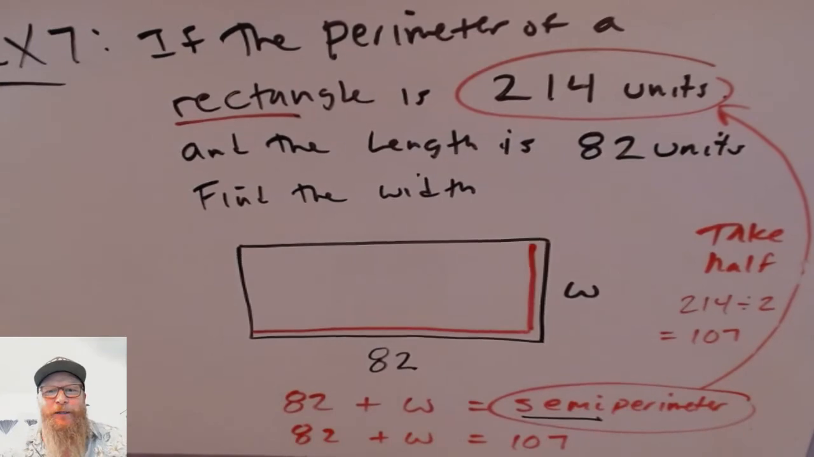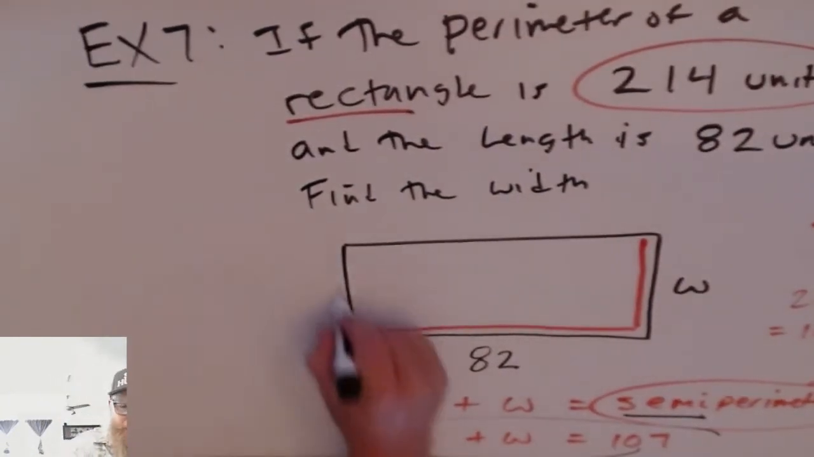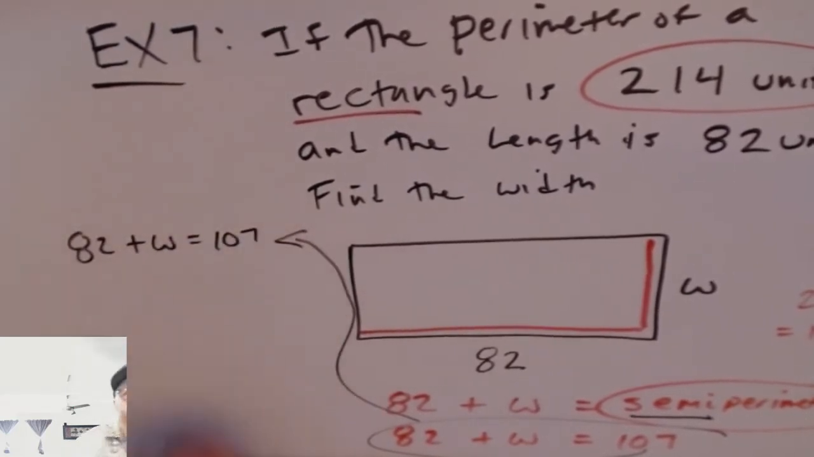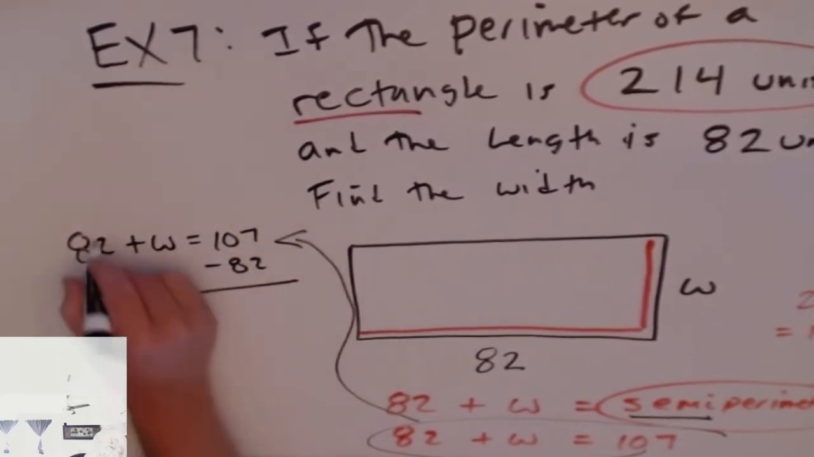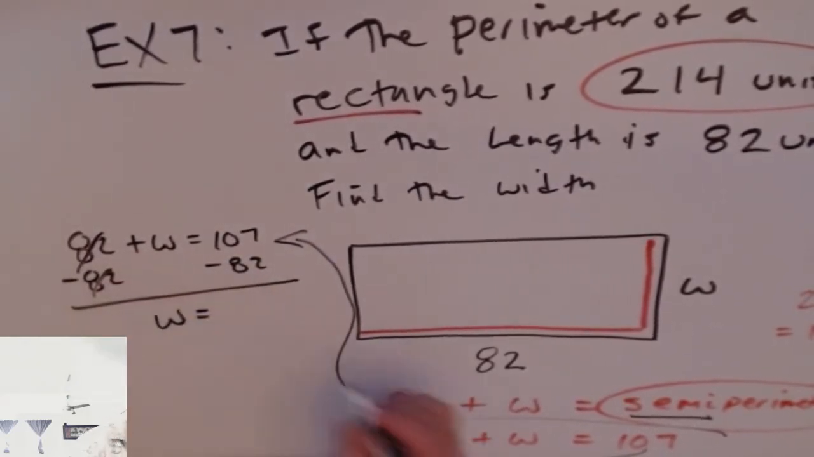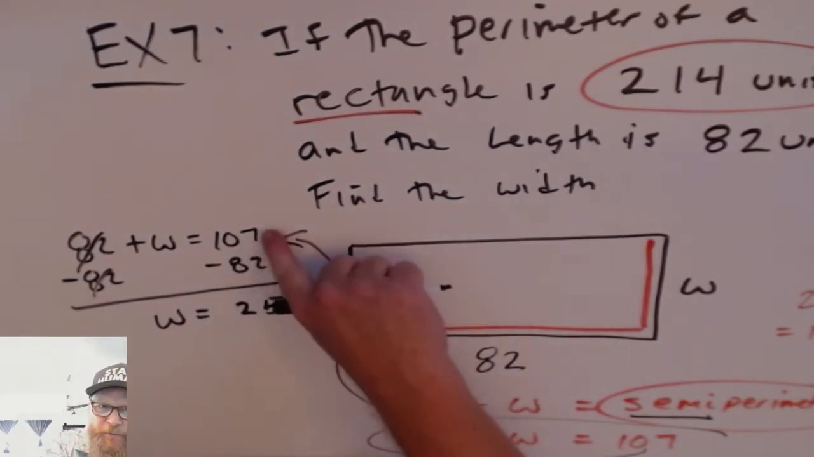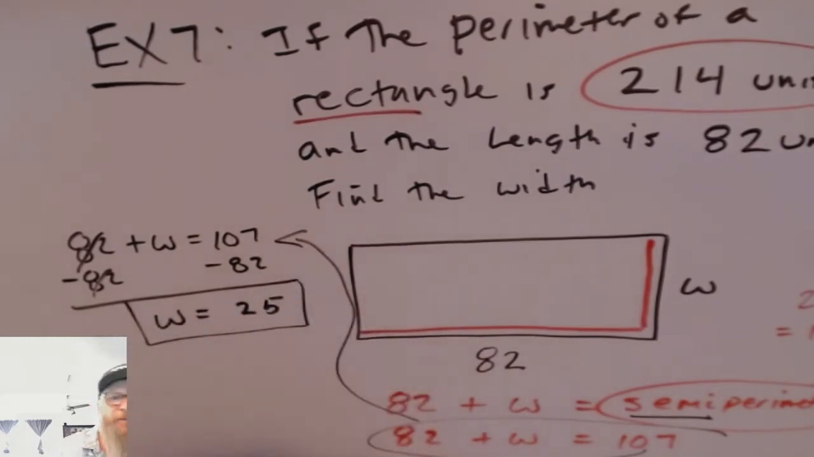I'm running out of room here, so I guess I'll scoot over. So I've got 82 plus W is 107. I'm going to subtract 82 from both sides, and I'm going to get 25. Double check that. I've screwed this up before. 7 minus 2 is 5. 10 minus 8 is 2. So I get 25. So the width is 25.